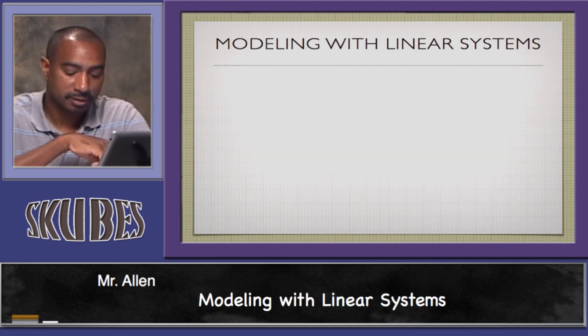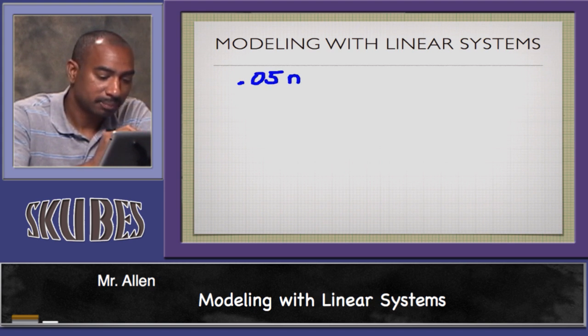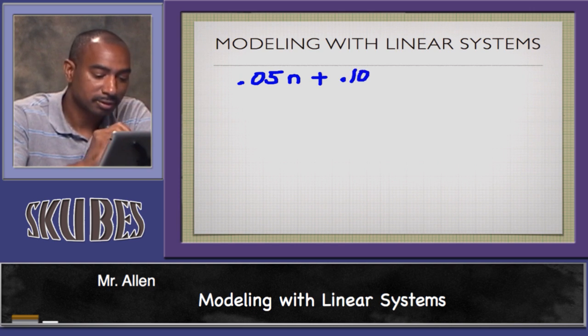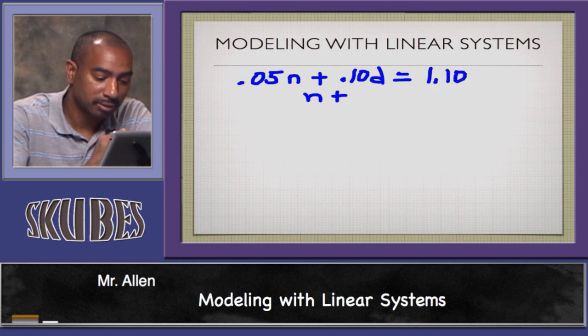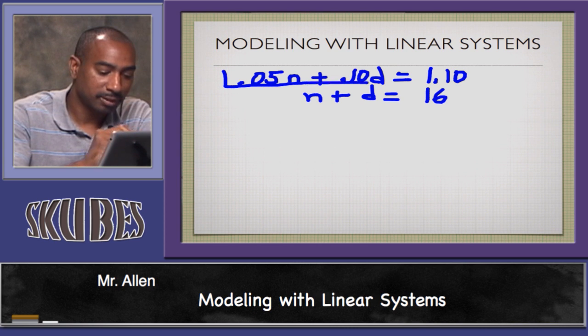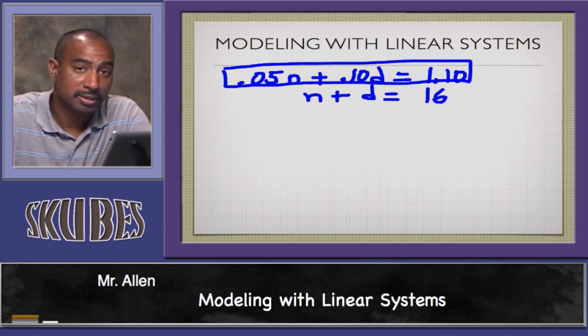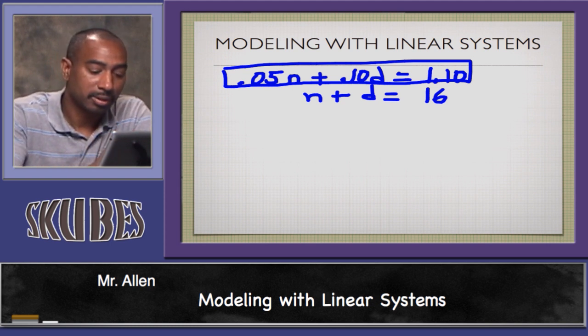Okay, so we want to solve that system of equations. So we have 0.05 for 5 cents per nickel, 0.10 for 10 cents per dime, and that has to equal $1.10. And we know that the total number of coins has to be 16. I would change the top equation so it'll be easier to work with. If you multiply that whole equation by 10, you wind up with whole numbers.